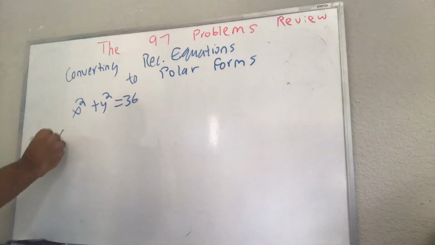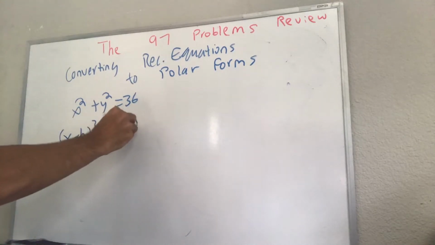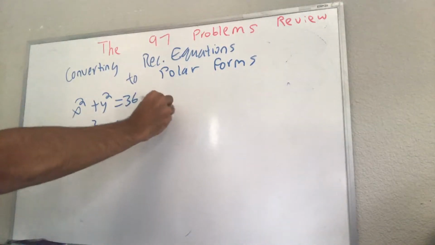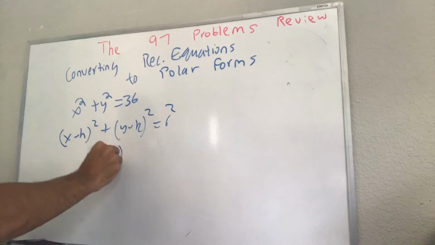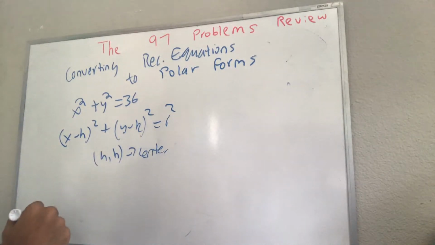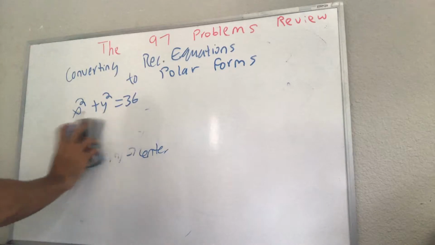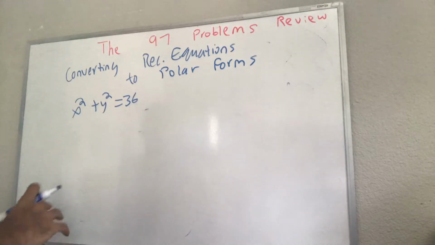If you recall, the equation of a circle is (x minus h) squared plus (y minus k) squared is equal to r squared, where (h, k) is the center of the circle. Really here we would say that the center is (0, 0). That's where we're getting x squared plus y squared, and it has a radius of 6. So we know that, but we want to convert this into polar form.